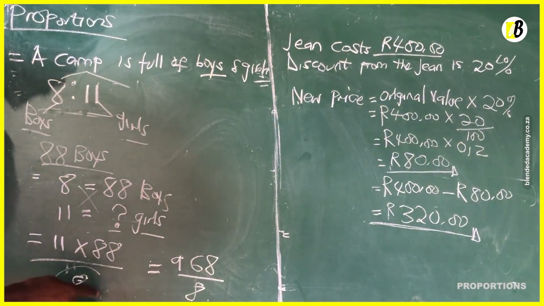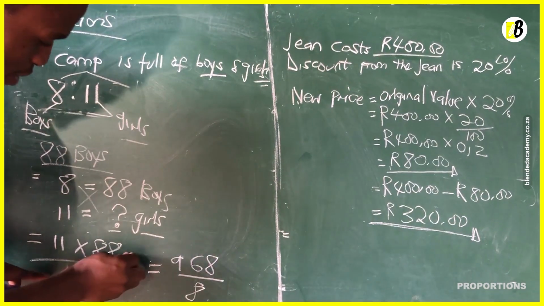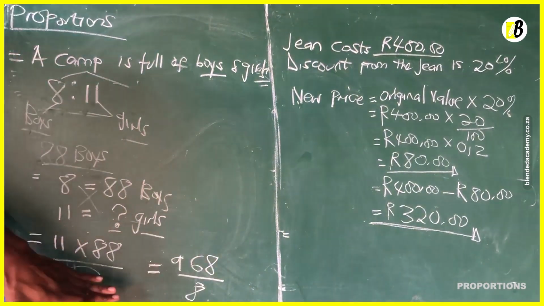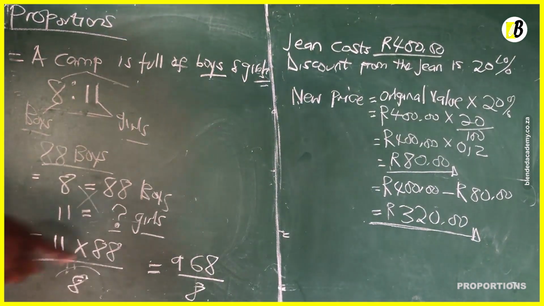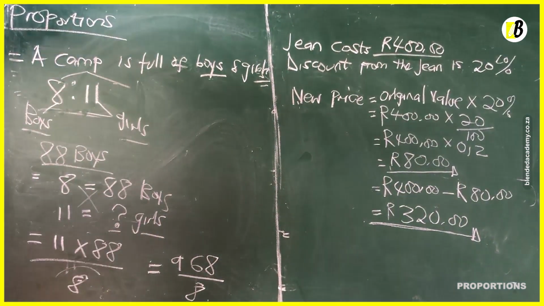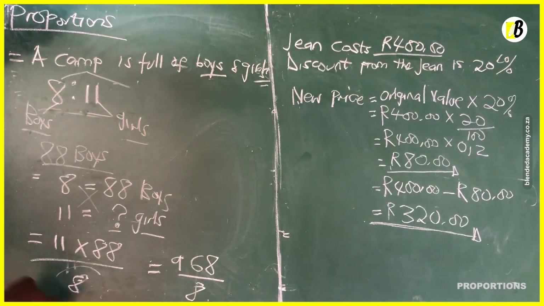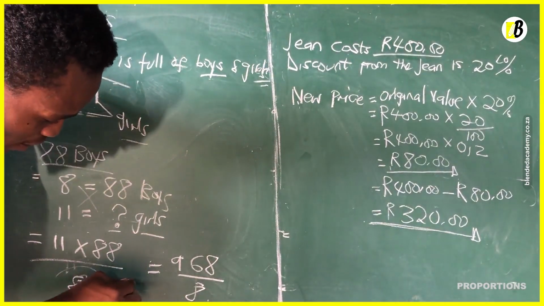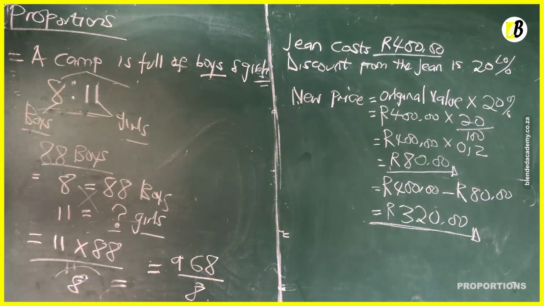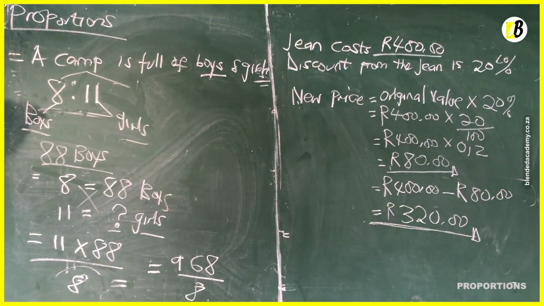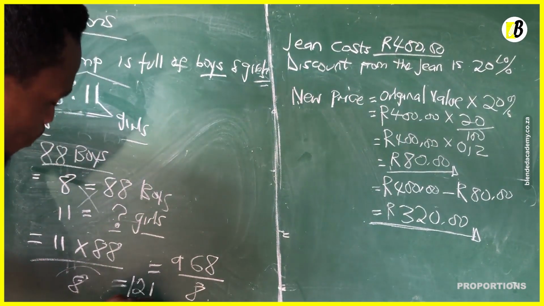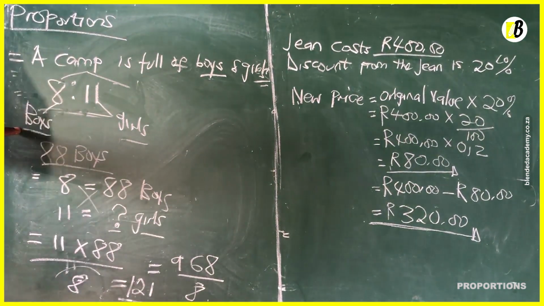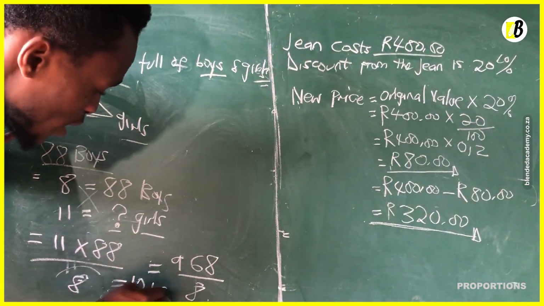Now we're still going forward, dividing. This is just the answer to the first equation: 11 multiplied by 88 gives us 968, divided by that 8. Let's see if we can get the final answer. So 968 divided by 8 gives us 121. So it gives us 121 girls.